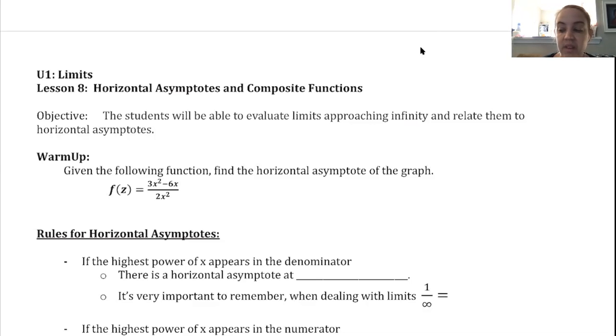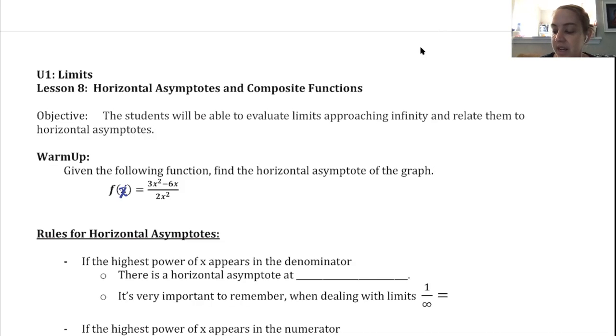So for the warm-up, given the following function, find the horizontal asymptote of the graph. You actually learned how to do this in pre-calculus. This is an x, by the way, f of x. So f of x equals 3x squared minus 6x over 2x squared. In pre-calc, you had rules about the exponents, and where the power was higher in the numerator, you had a slant asymptote or no asymptote. If the powers were the same, it was the ratio of those leading coefficients. And if the power in the denominator was greater, then your horizontal asymptote was 0.